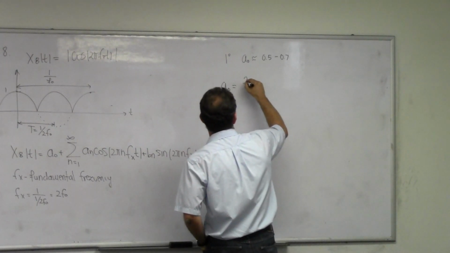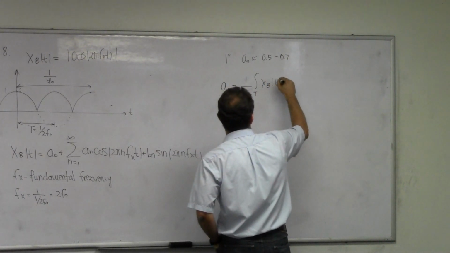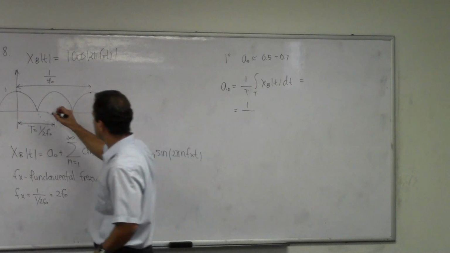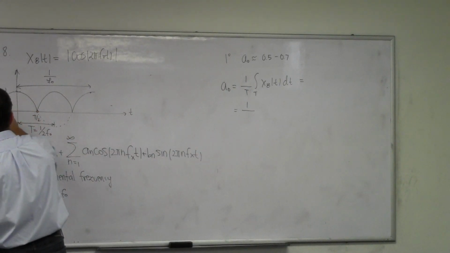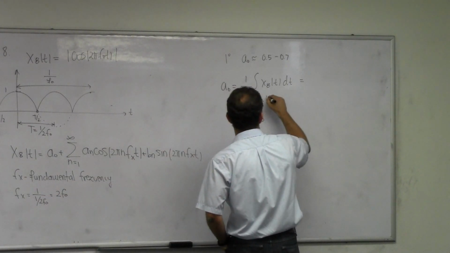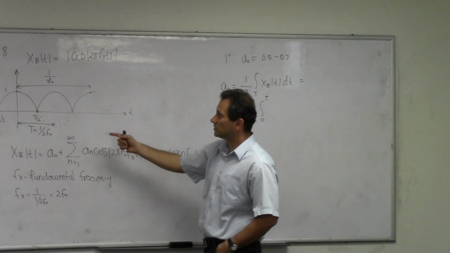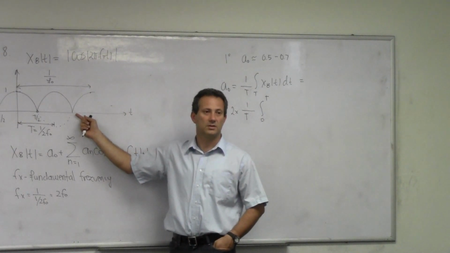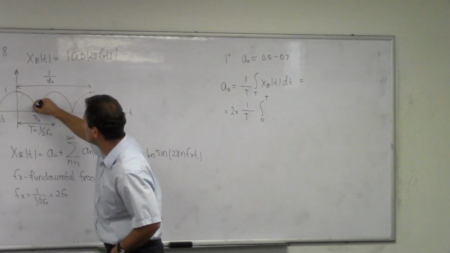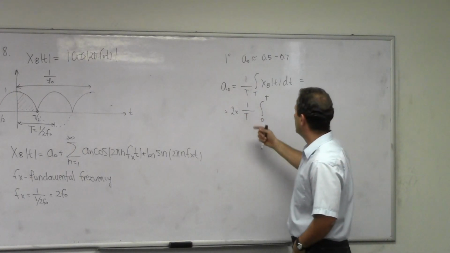So a0 is 1 over T, integral over T, x of t dt. I'm going to integrate here from minus T over 2 to T over 2. So what I'm going to say is 1 over T, integral from 0 to T over 2, and then times 2. Why? Because what kind of symmetry does this function have? Is it odd or even? Even. So what I'm doing is integrating just this part here, and then multiplying that by 2. And I have to divide by the period.